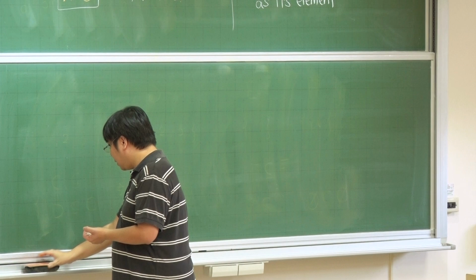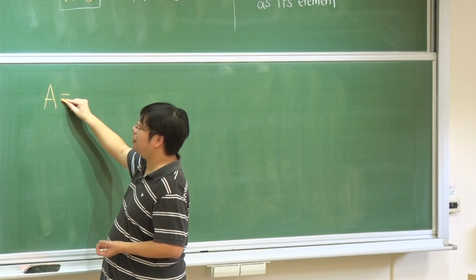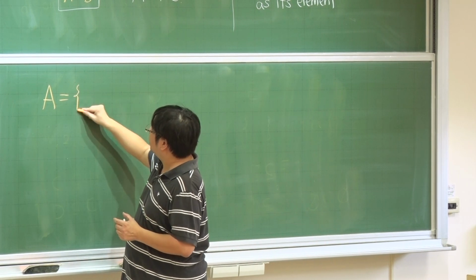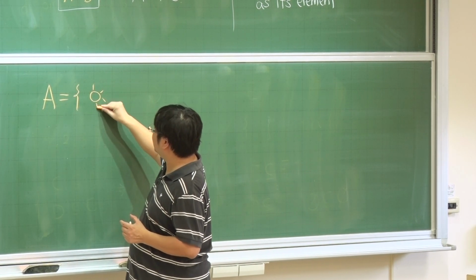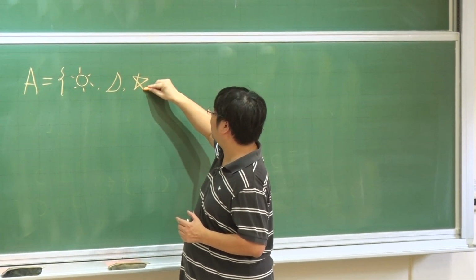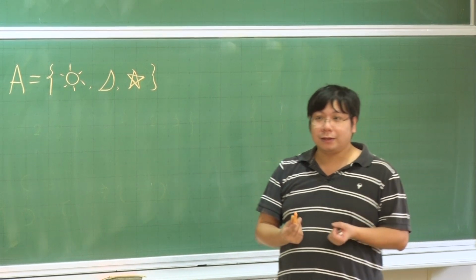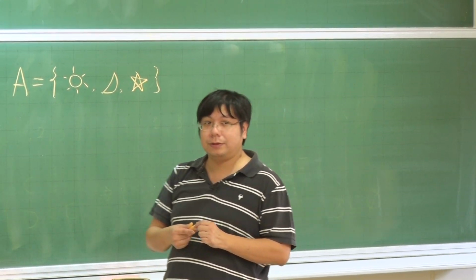So let's say this time we have A. Let's say A contains the sun, the moon, and the star. Is that okay? So what are the subsets of A?